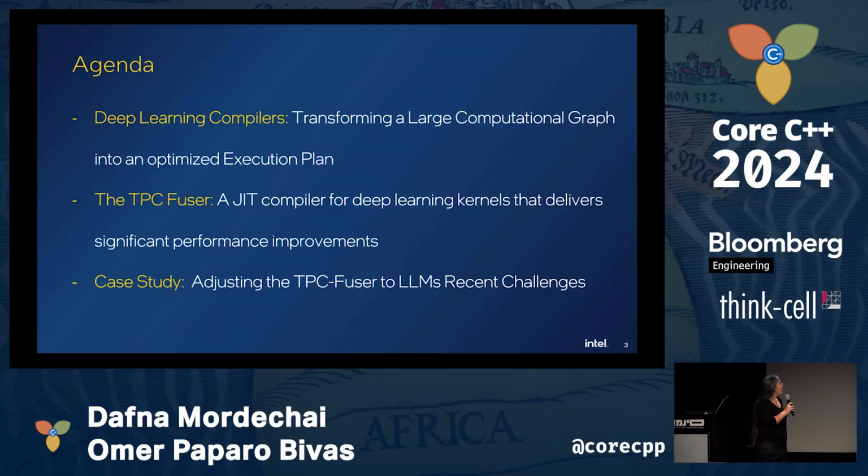What are we going to cover today? We're going to take a look at compilation for deep learning, how we take a big model or workload like ChatGPT or other names you know, and compile it into a specific optimized execution plan, optimized for specific hardware, in this case, the Intel Gaudi. Then we will introduce the TPC fuser. It's a just-in-time compiler for deep learning kernels that delivers great performance for the Intel Gaudi. Lastly, we'll see some case studies that Omer will present of some of the recent challenges that large language models brought up and how we adjusted this compiler in order to continue being performant.